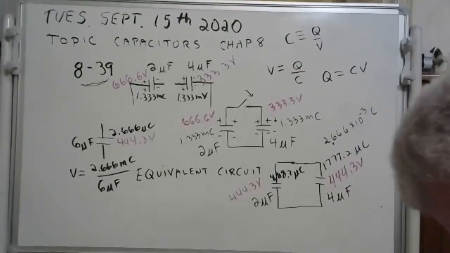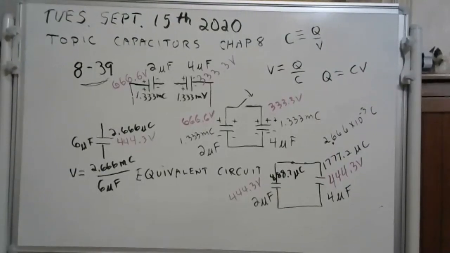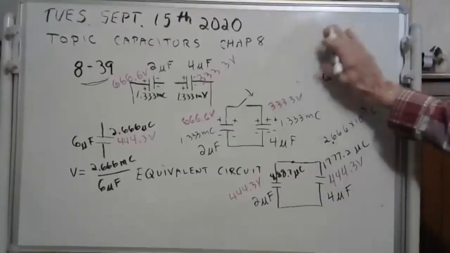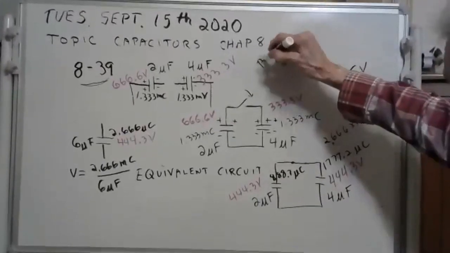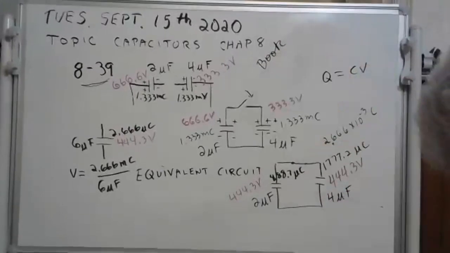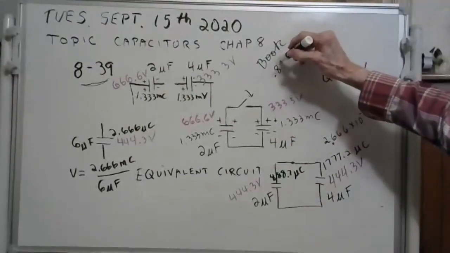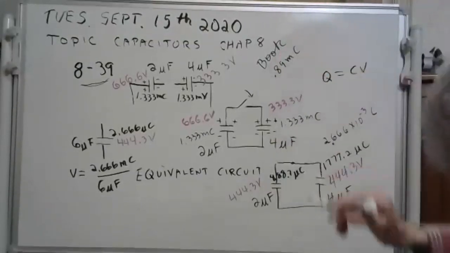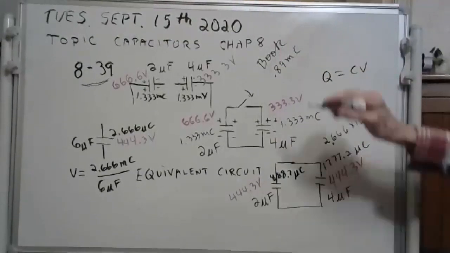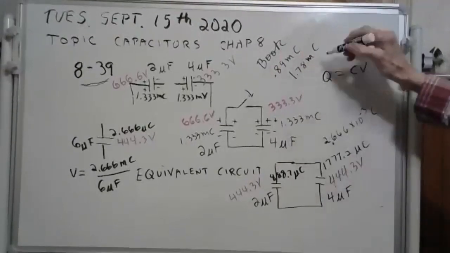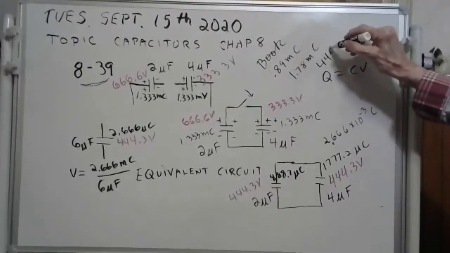Am I doing the wrong one? Here's their answers. Maybe I don't understand. The answer book says, this is in the back of the book. They said 0.89 millicoulombs. And they said 1.78 millicoulombs. And they said 444 volts.